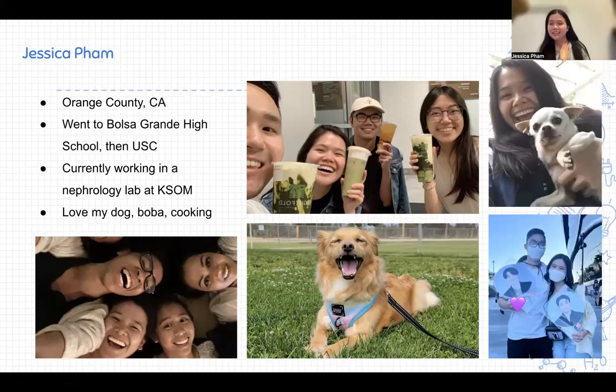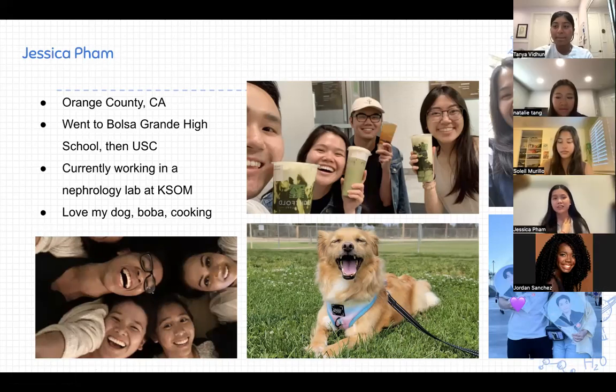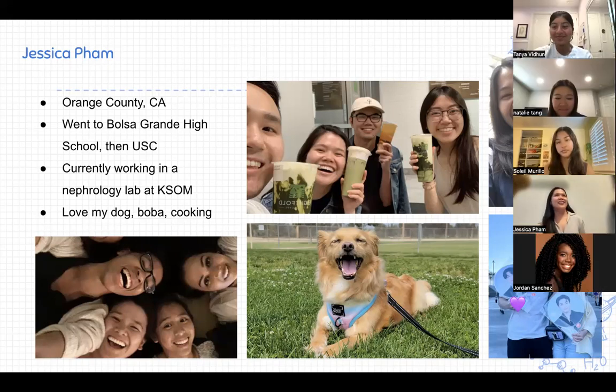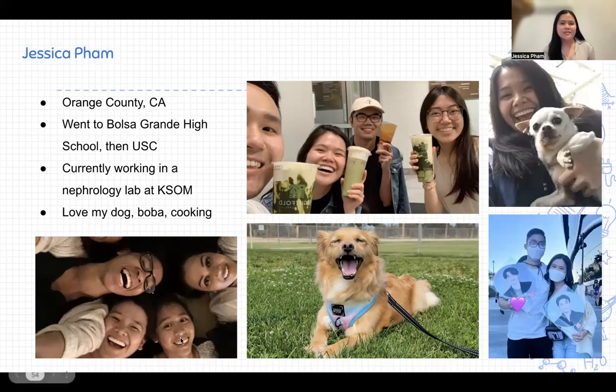So I grew up in Orange County. I actually went to Bolsa Grande High School in Garden Grove, and then I attended University of Southern California. I graduated in 2018. From there, currently I'm working in research in a nephrology lab at the Keck School of Medicine. Some of my interests are my dog, Marty, he's next to me right now, boba, and I love cooking. And I enjoy learning and I enjoy teaching other people. Next slide.